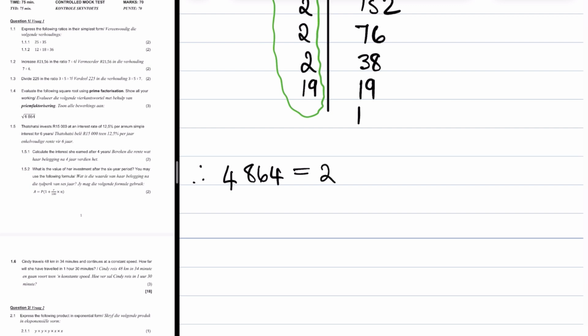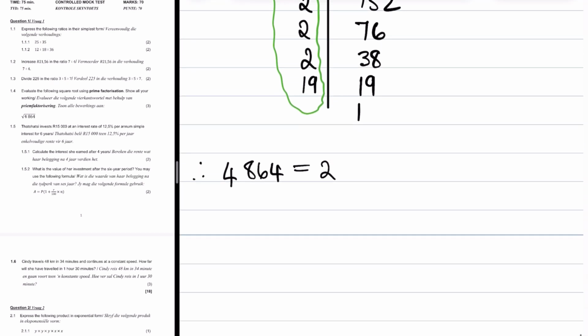Ons gaan onmiddellik hierdie 2 as 'n eksponensiële getal skryf. 2 tot die mag 8, want dit is 2 maal met homself 7 keer. En dan natuurlik is daar nog 'n 19 oor, so dis 2 tot die mag 8 vermenigvuldig met 19. So 4864 can be expressed as a product of its prime factors as that. That will be 2 to the 8 multiplied by 19.